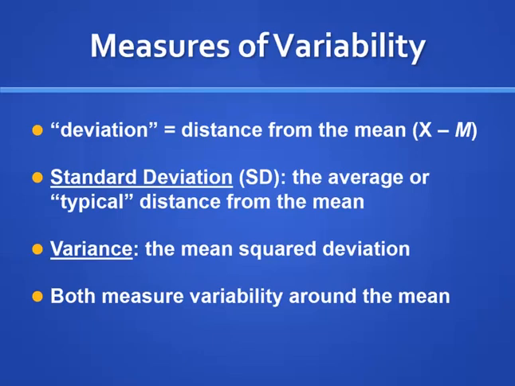Now, in order to calculate the standard deviation, first, we're going to need to learn how to calculate the variance. And the variance is the average squared distance from the mean. Importantly, and I'll talk about this later, the standard deviation is in the same units as the original data.